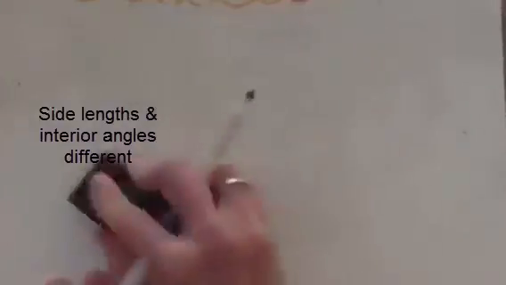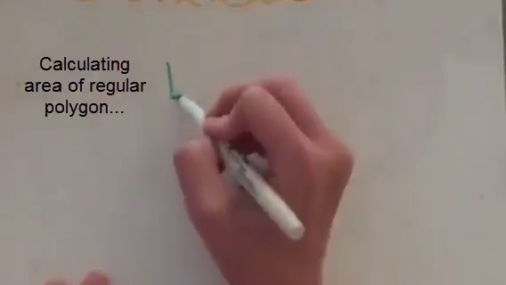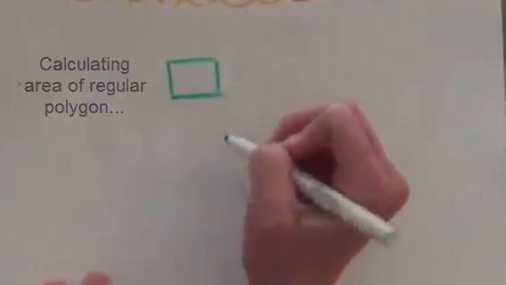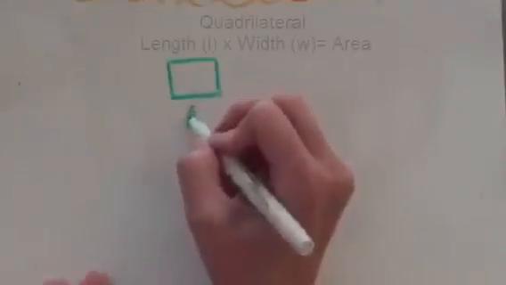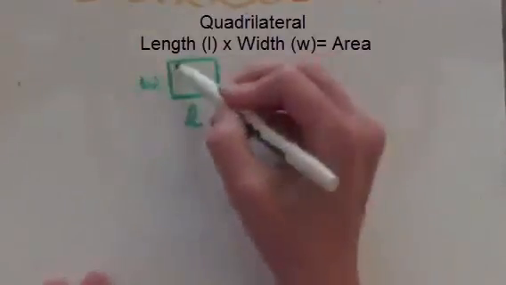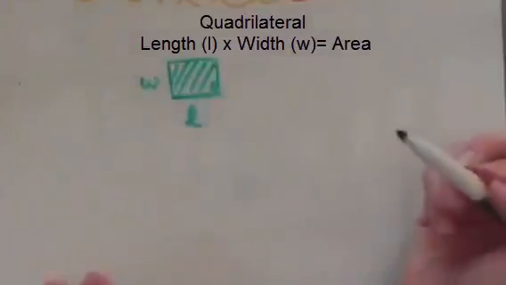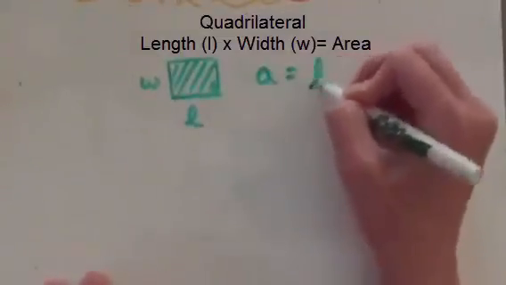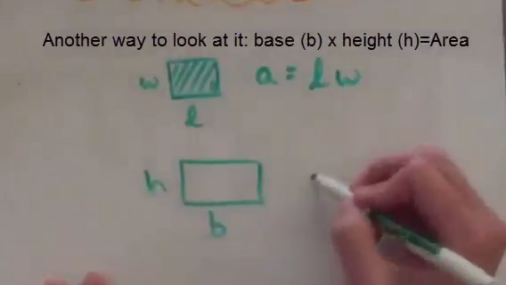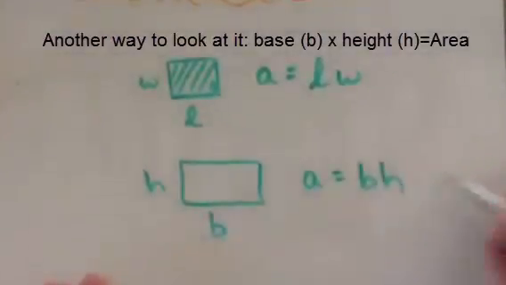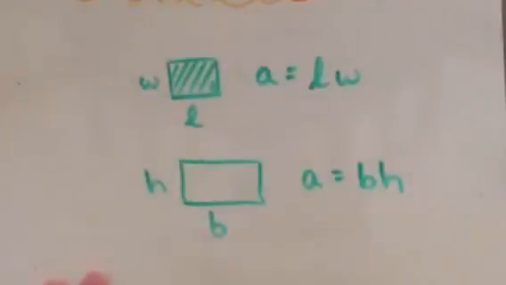Another quick piece of review that you need before we get into calculating the area of an irregular polygon is just how do you calculate the area of a regular polygon. So for a regular quadrilateral, or even for a rectangle, we do the length times the width, and that gives us the area, the inside of the rectangle. Area equals length times width. Sometimes we call those base and height. So the area is the base times the height. That's how you do a quadrilateral.